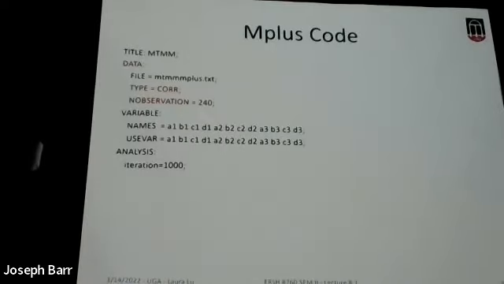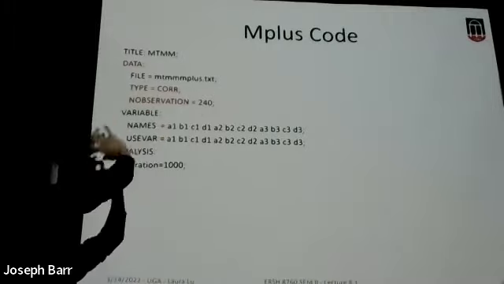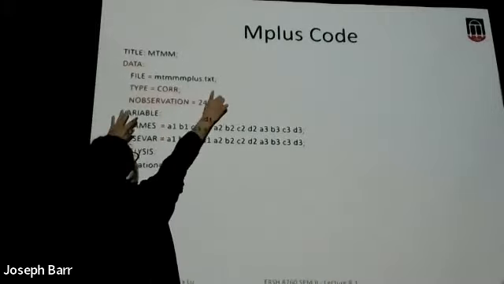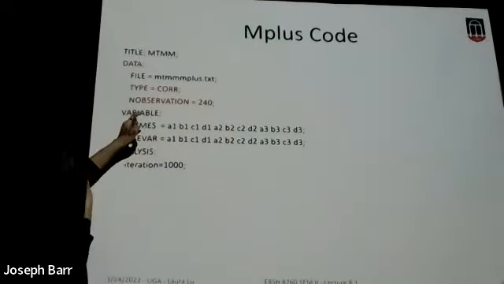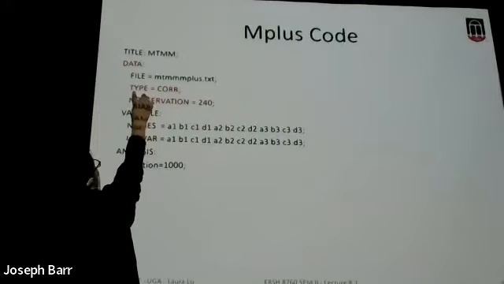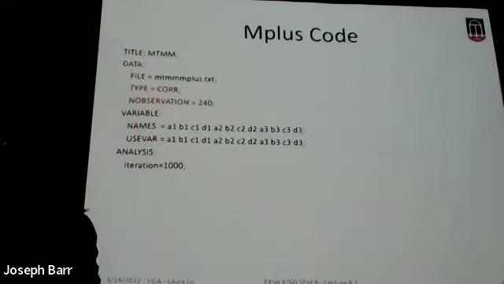In Mplus, we're going to use a type. Same thing: we have title, and we have the data file here. But in addition to the data file, we're going to tell Mplus the type of the data is a correlation matrix, not the raw data. We have the keyword TYPE.